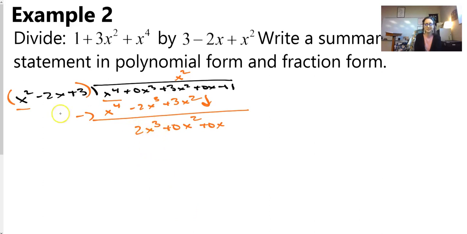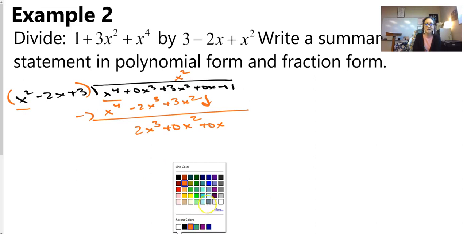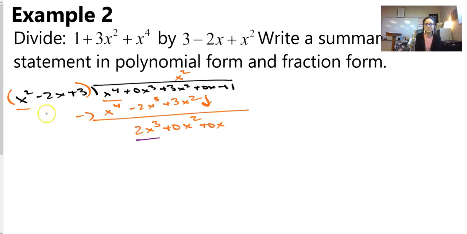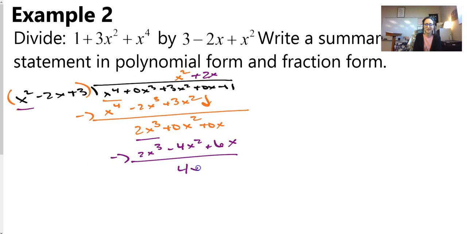I can. My degree here is still higher than my degree of my divisor. So if I take the first term here, 2x cubed, divided by the first term here, what do I get? I get 2x. So now take the purple piece, distribute through to the trinomial. So you get 2x cubed minus 4x squared plus 6x. All right, what's our next step? Subtract. Your first terms go away. What's your second term? 4x squared. And what about my last term? Negative 6x. Bring down your plus 1.